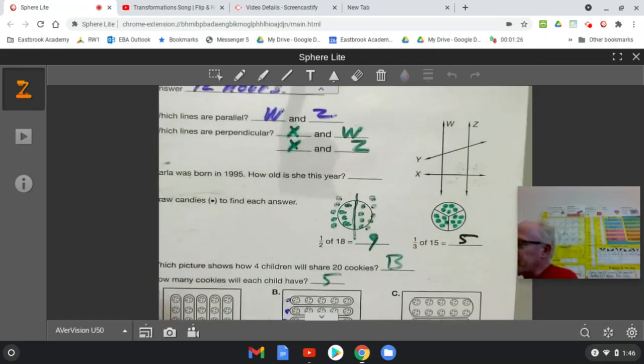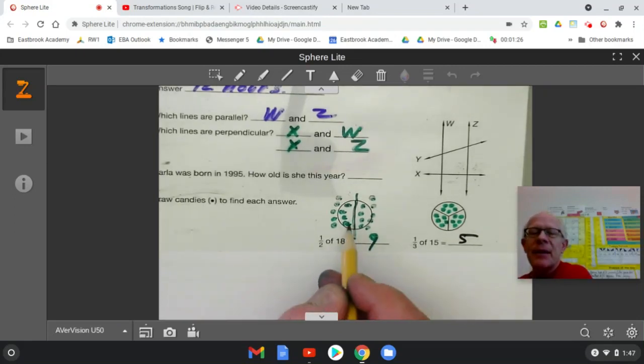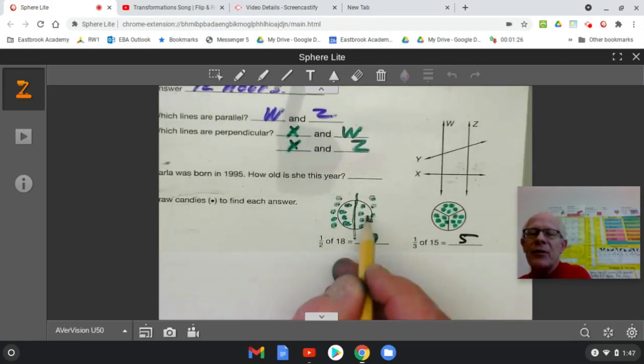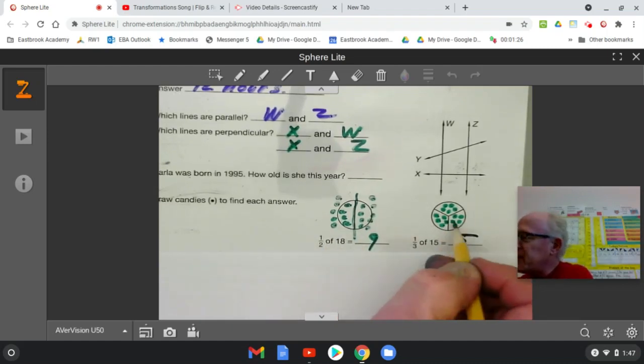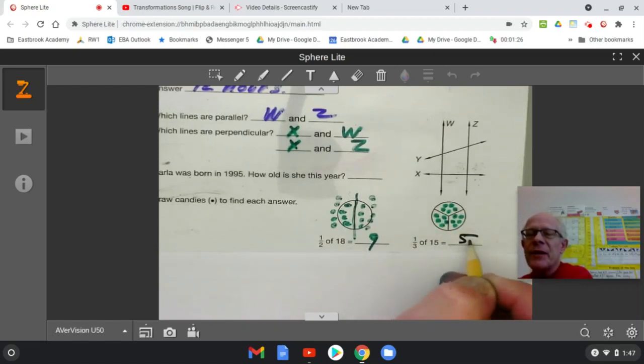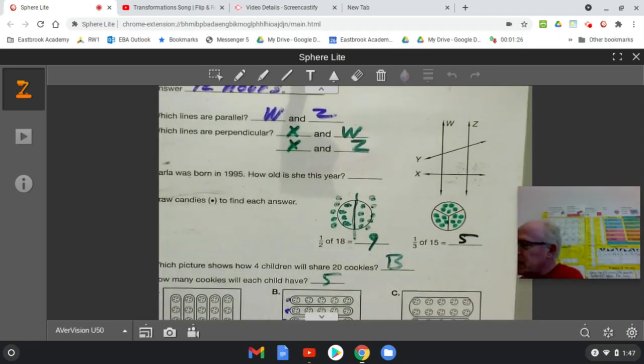Next one, it says draw candies to find each answer. So 1/2 of 18, that means I keep going till I use up all of my 18 candies, would mean that each side gets 9 pieces. And 1/3 of 15, that would mean I'd use up 15 in these 3 groups. 1/3 of 15 is 5.